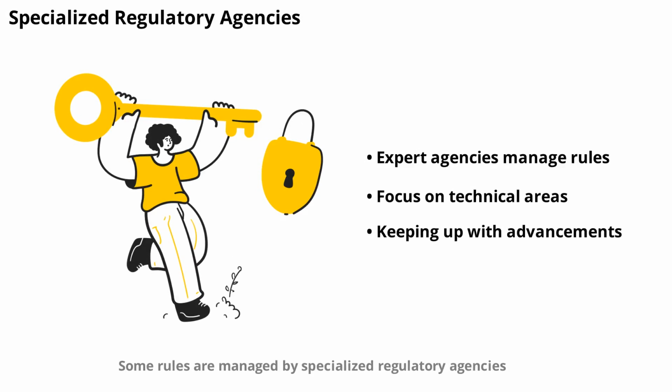Some rules are managed by specialized regulatory agencies. These agencies have expertise in areas like health, finance, or the environment. They often lead the process of updating technical regulations, ensuring that rules keep pace with industry developments and scientific advances.